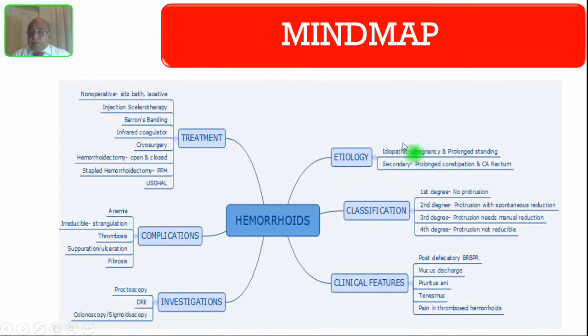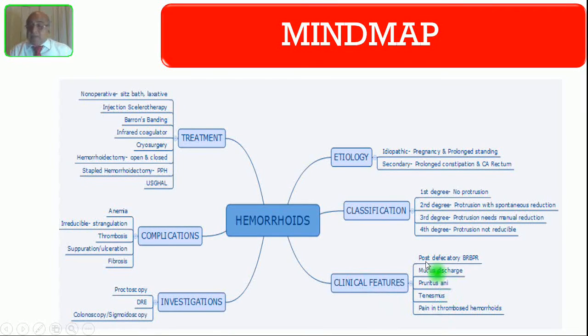Etiology, it is idiopathic, that is the primary. The causes are either pregnancy or prolonged standing. Secondary, usually associated with some underlying disease or pathology. Maybe it is prolonged constipation or CA rectum. Classification, first degree hemorrhoids, there is no protrusion or prolapse outside. In second degree hemorrhoids, there is prolapse with spontaneous reduction. In third degree hemorrhoids, there is protrusion or prolapse that needs manual reduction. In fourth degree hemorrhoids, the protrusion becomes irreducible, or even manually it is not reducible.